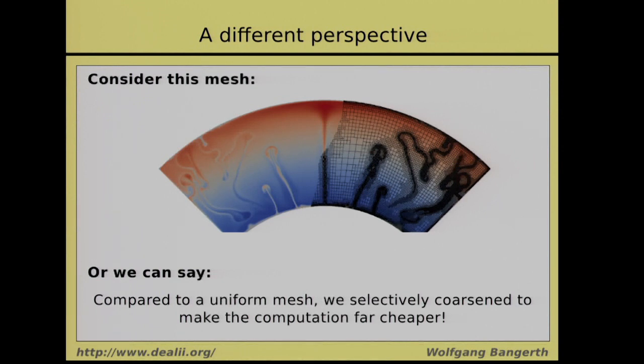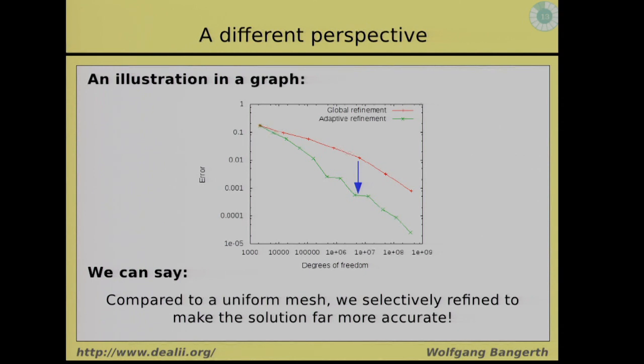So one of these points of view would say, with a small increase in cells, I get far higher accuracy, whereas the other one would say, starting from a very fine mesh, with a large decrease in the number of cells, I get roughly the same accuracy. So one is an argument about the accuracy, and the other one is about cost. And I want to show this to you in a graph.